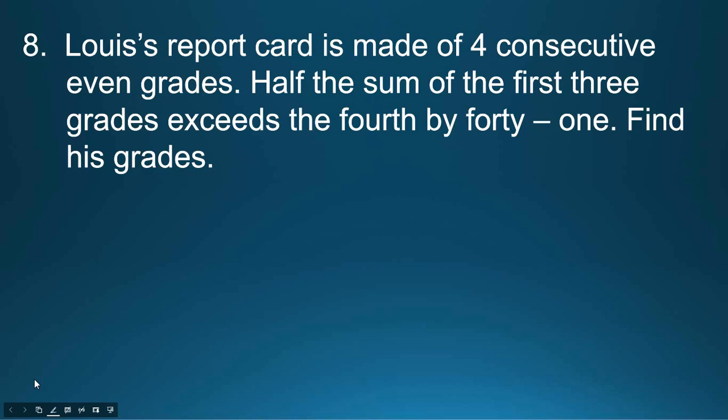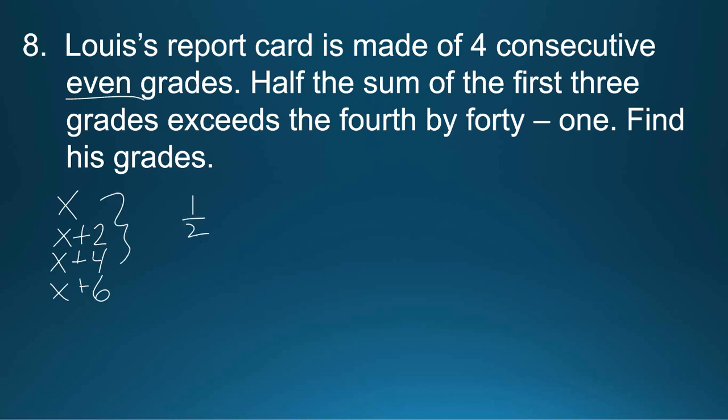Lewis's report card is made of 4 consecutive even grades. Half the sum of the first 3 grades exceeds the fourth by 41. Find his grades. 4 consecutive even grades. So that's x, x plus 2, x plus 4, and x plus 6. Half the sum of the first 3, that's half of 3x plus 6, exceeds the fourth by 41. So is equal to the fourth plus 41. Tricky. All right, but let's go with it.